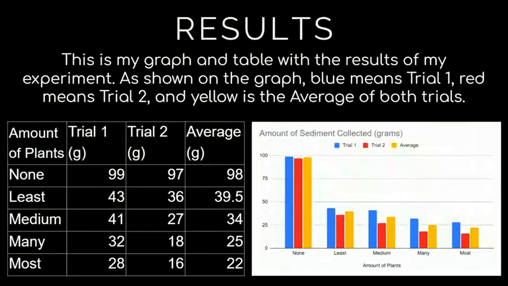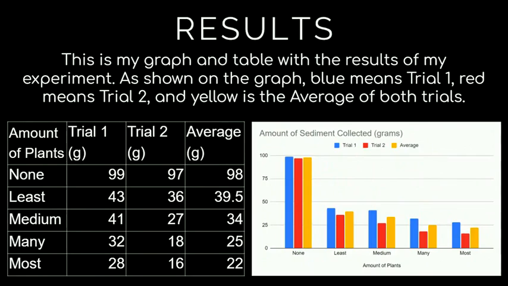Results: this is my graph and table with the results of my experiment. As shown on the graph, blue means trial 1, red means trial 2, and yellow is the average of both trials. In the bottle with no plants, trial 1, 99 grams of sand, trial 2, 97 grams of sand, average 98 grams. Least amount of plants. Trial 1, 43 grams, trial 2, 36 grams, average 39.5 grams.